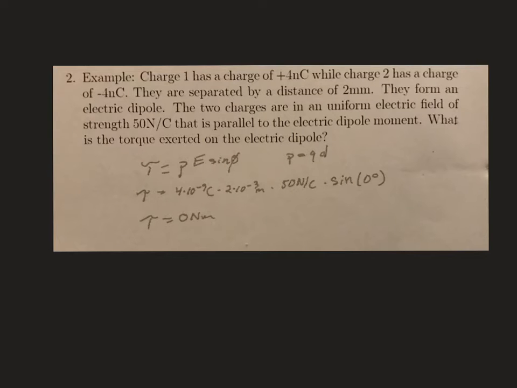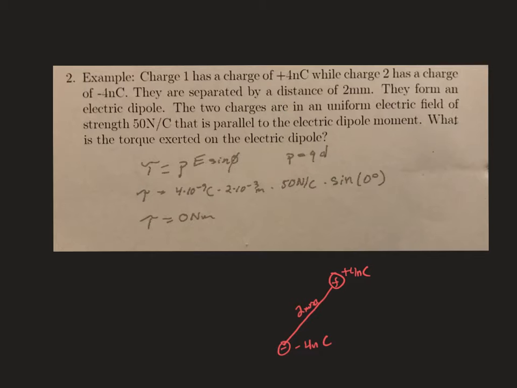Alright, so in this video we're going to discuss an electric dipole example problem. So we have charge 1 and charge 2. And this is a dipole, so one's going to be positive, one's going to be negative, and we're going to have plus 4 nanocoulombs and then a negative 4 nanocoulombs. And they're separated by a distance of 2 millimeters.